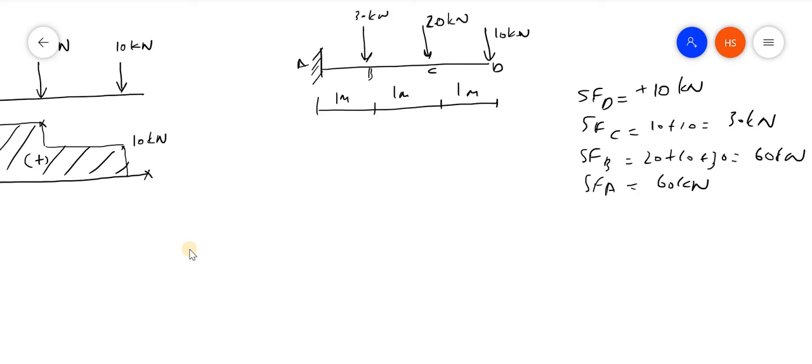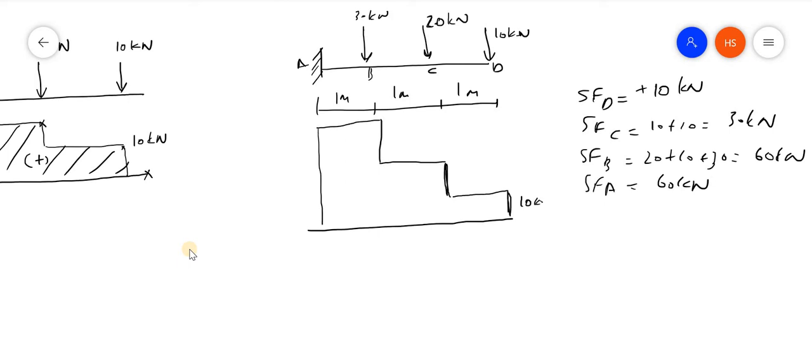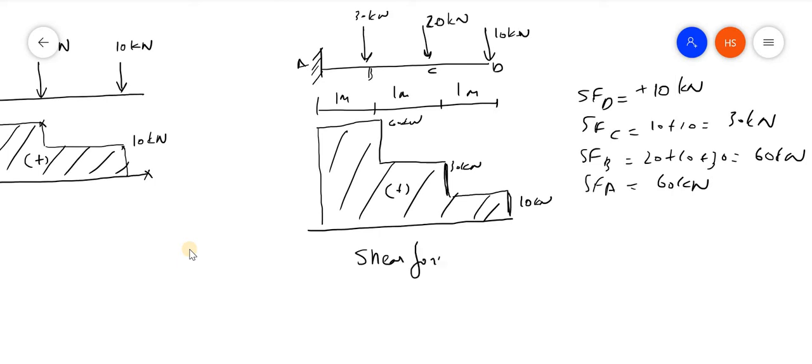So how can I draw that? I am drawing a baseline. First one is 10 kilonewton, and this 10 kilonewton is constant up to this point. Then again a 20 kilonewton is applied, so the total will be 30 kilonewton, and it continues up to this point. Again it takes 60 kilonewton, and likewise up to here. So here it will be 10 kilonewton, here 30 kilonewton, and here 60 kilonewton. So this is the shear force diagram.